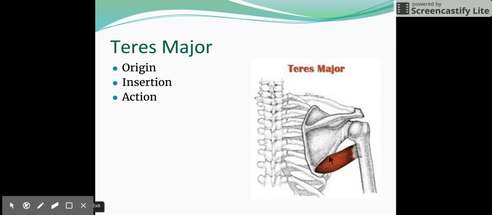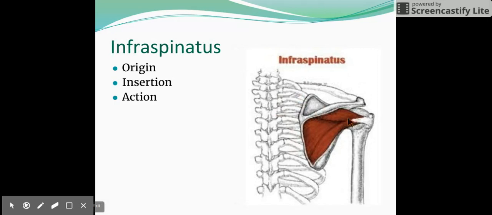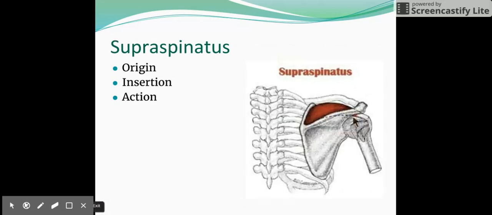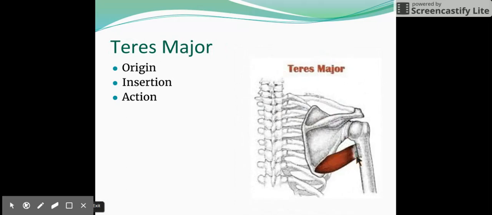Teres major has a very similar origin. It's here on the lateral border of the scapula. But if you look at its insertion point, it's farther down on the humerus. It's really what makes the backside of your armpit. Because if you look at all of these other ones, they're all really up close to the head of the humerus. That's where they all insert. Whereas teres major is down on the shaft of the humerus, and that's its insertion point. So it's not a rotator cuff.